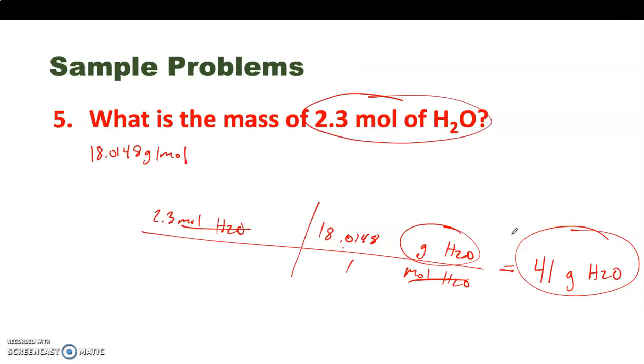So the next thing is going to be percent composition, which relies heavily on doing these mole conversions. So again, let me know if you have any questions, if I need to do extra problems with you.